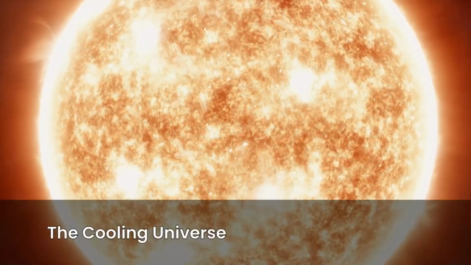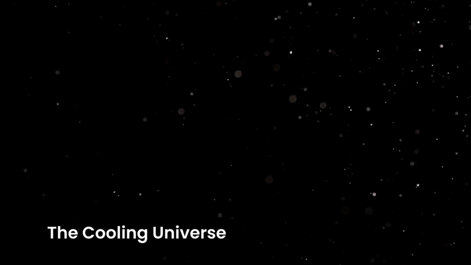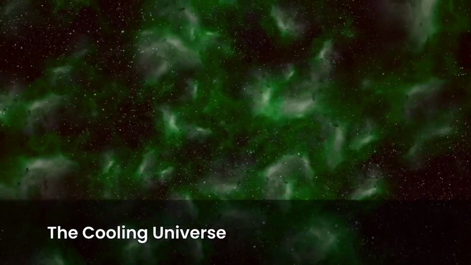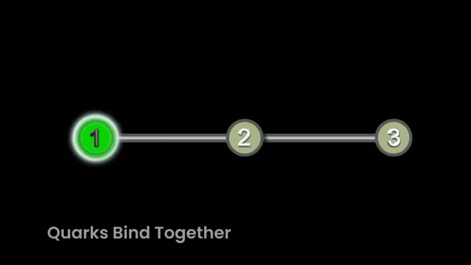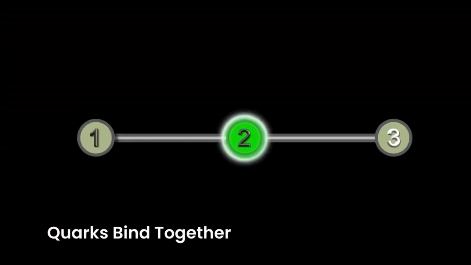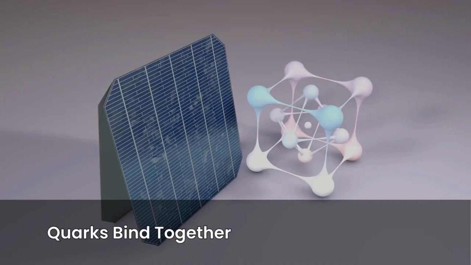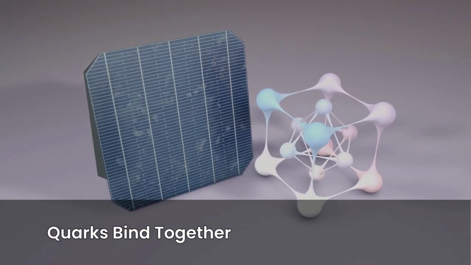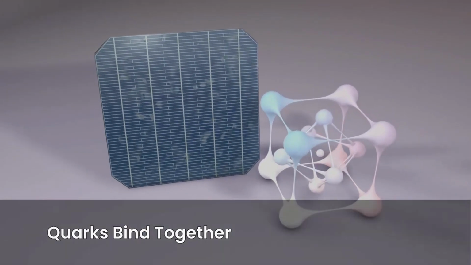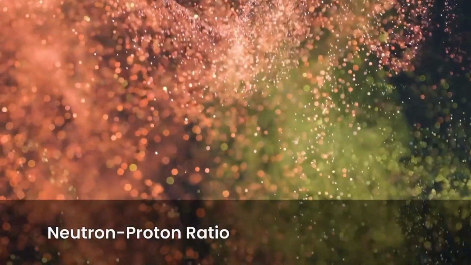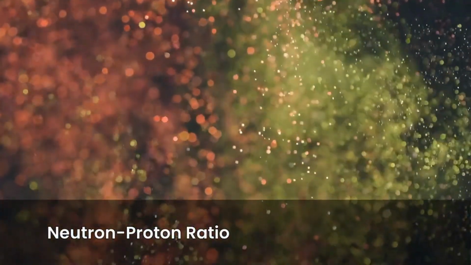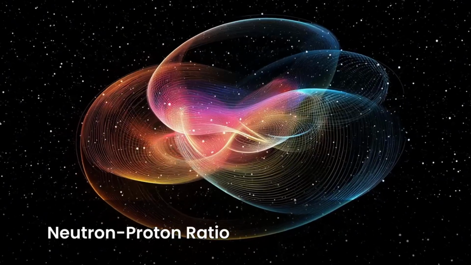As the universe expanded, it began to cool. This cooling was crucial, as it allowed particles to combine and form more complex structures. Quarks, for instance, started to bind together to form protons and neutrons. These are the building blocks of atomic nuclei, and they would play a central role in BBN. The ratio of neutrons to protons in the early universe was a critical factor in determining the outcome of BBN.